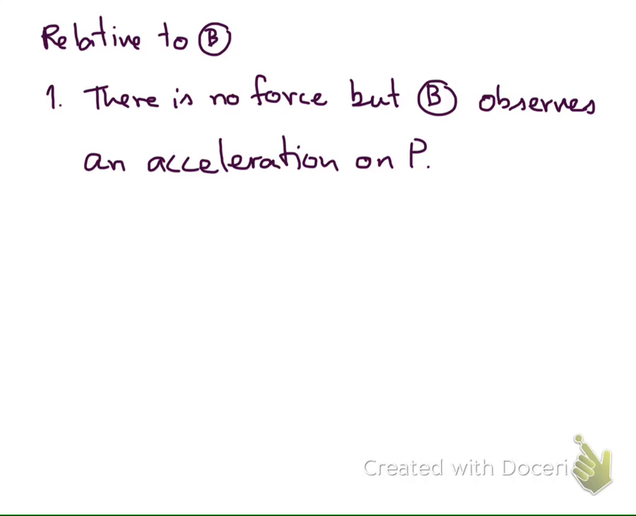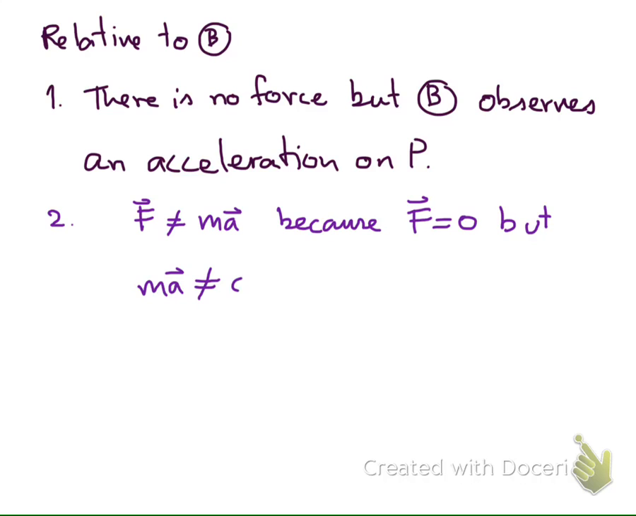The second is that because you see that P moves with an acceleration, you have that F is not equal to ma, right? Because in this case we know that F equal to 0. There is no force on P, but ma is not equal to 0. So this is against the second law. You have the term ma, but it's not equal to F.